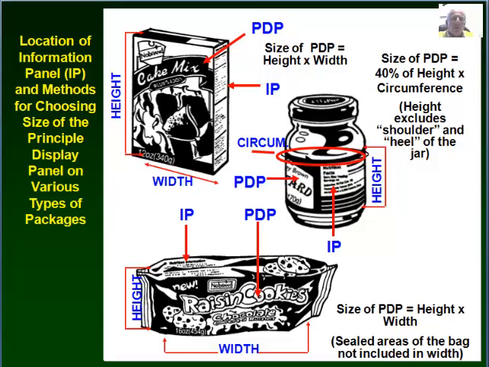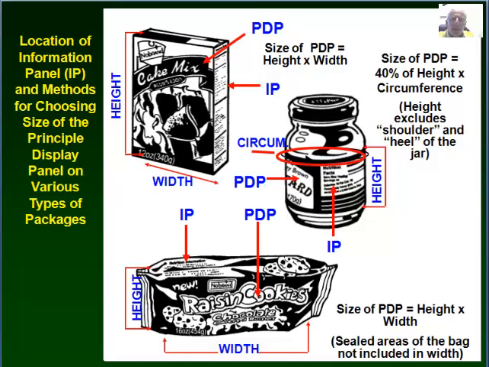And again, we go to this glass jar, we look at the circumference of the jar times the height. And again, we exclude the shoulder of the jar and the heel of the jar. They're not included in determining the actual area for the principal display panel. You can see where the principal display panel is, and again, directly to the right of that is the information panel.